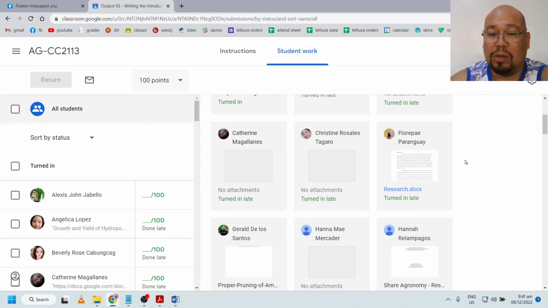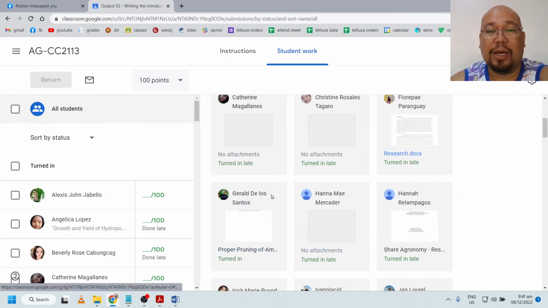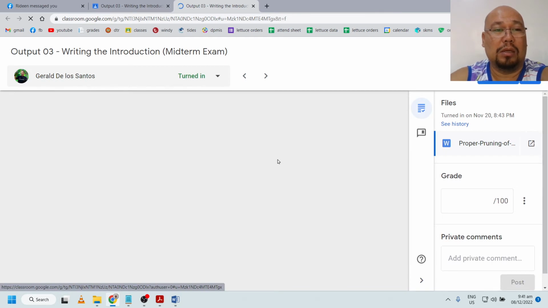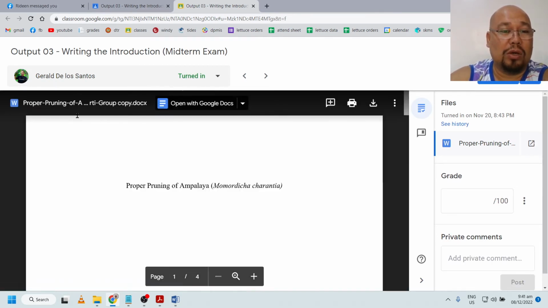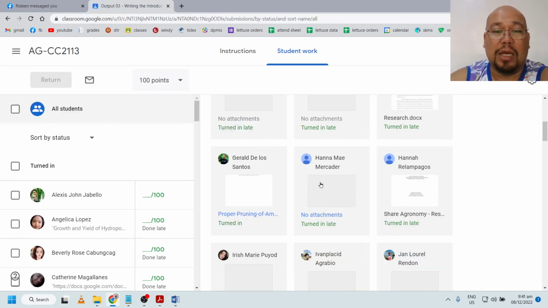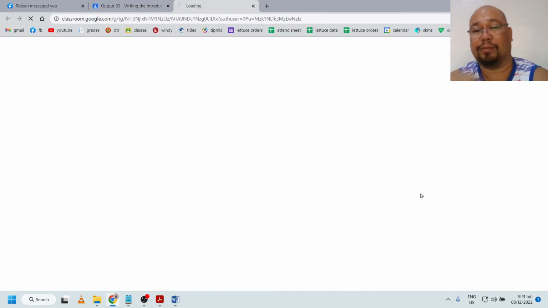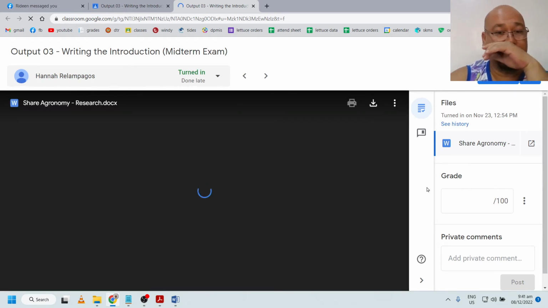Okay? Dugang-dugang na nag-check kanan. Proper pruning of ampalaya. I think kumanan eh. Itanaw ko na po ni ganiha. Inyo ra pong i-submit. Hortigroup. O, Hortigroup. Pero kinsa man nga mga group, o, nabasa ko na ni kaganiha. Inyo ra i-submit itong balik. Please indicate the names. Turned in late. Si Hana Relampagos. Let me see.